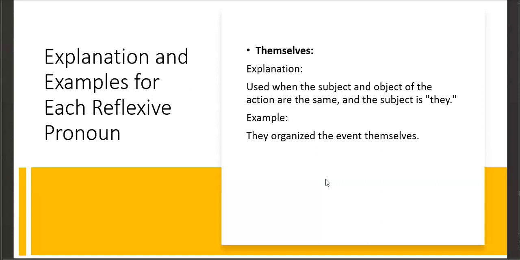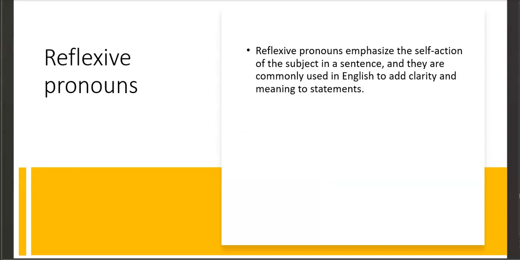They is the subject here, so they did all this organization of the event by themselves, without anyone's help or anyone's influence. Okay, so one thing we have to understand about this is that reflexive pronouns emphasize the self-action of the subject in a sentence, and they are commonly used in English to add clarity and meaning to statements. So that is all about the reflexive pronouns.